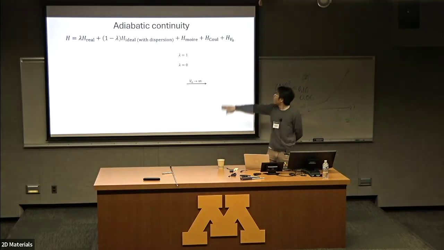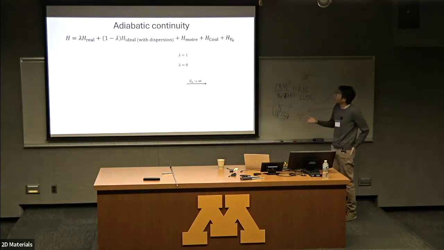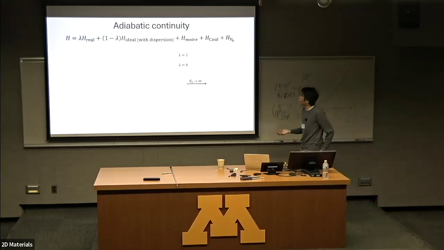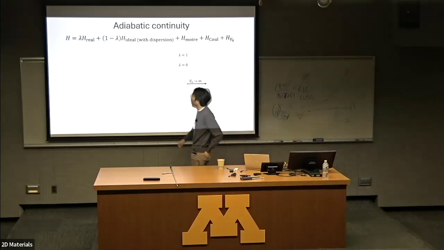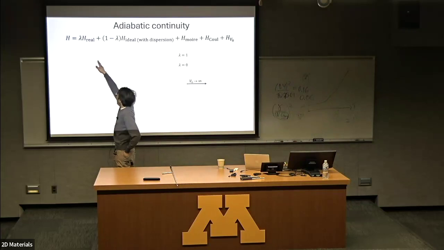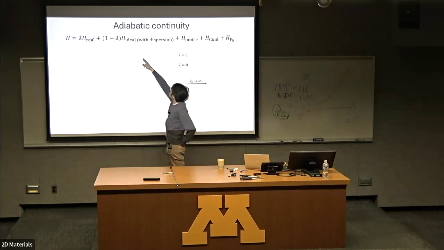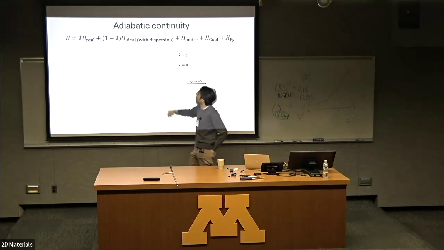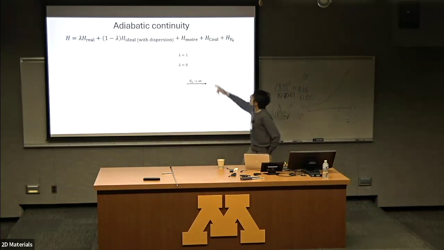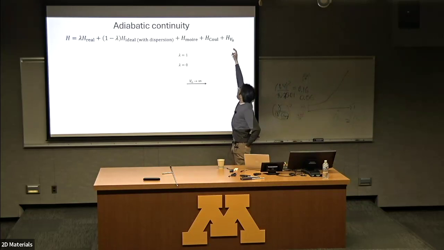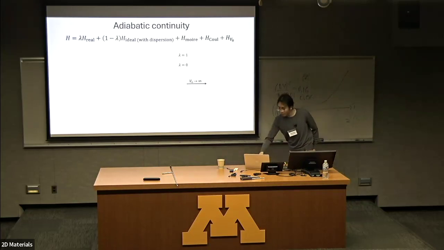Okay, ignore this, but let me now address the adiabatic continuity. We can look at this Hamiltonian where we interpolate from the real to the ideal spinor structure. That's the only difference between these two Hamiltonians: the spinor structure is changing. The ideal limit here has dispersion that's created to match the real one. Then there's the Moiré, then Coulomb, and then we can also add contact interactions on top of that.